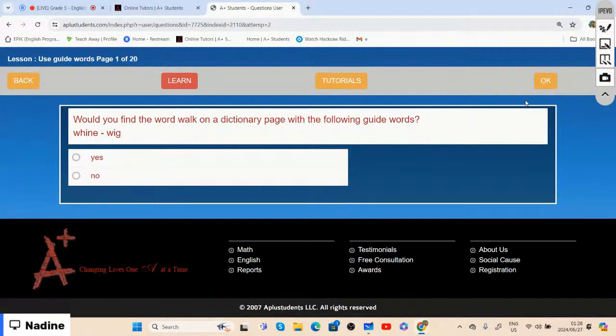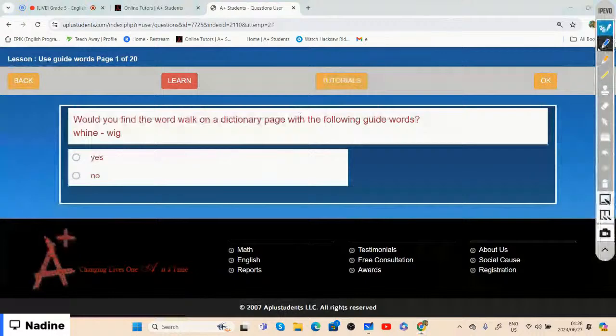So look at this word. We have the words wine, which is WHINE, and week. Now they want to know, would we find the word walk between these two words? Walk. Yes or no?